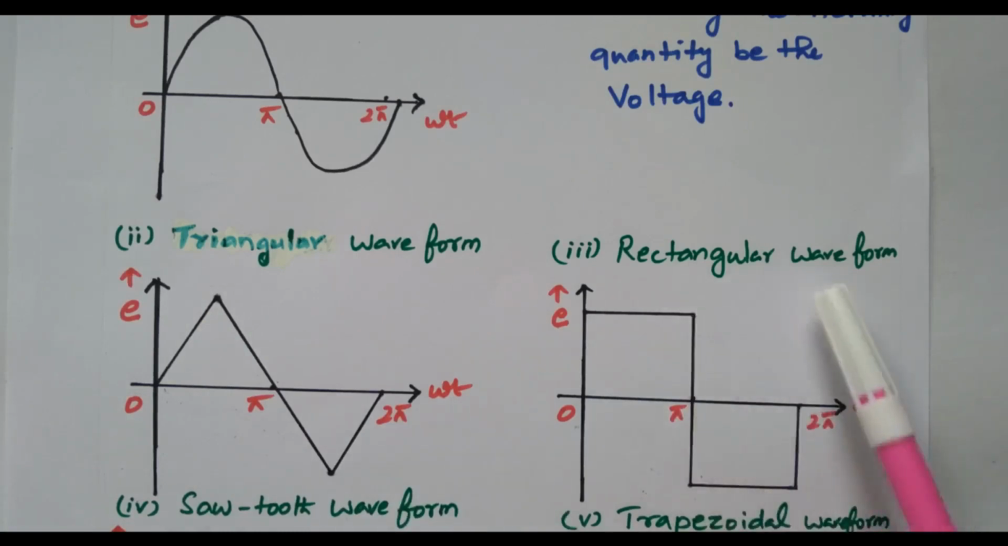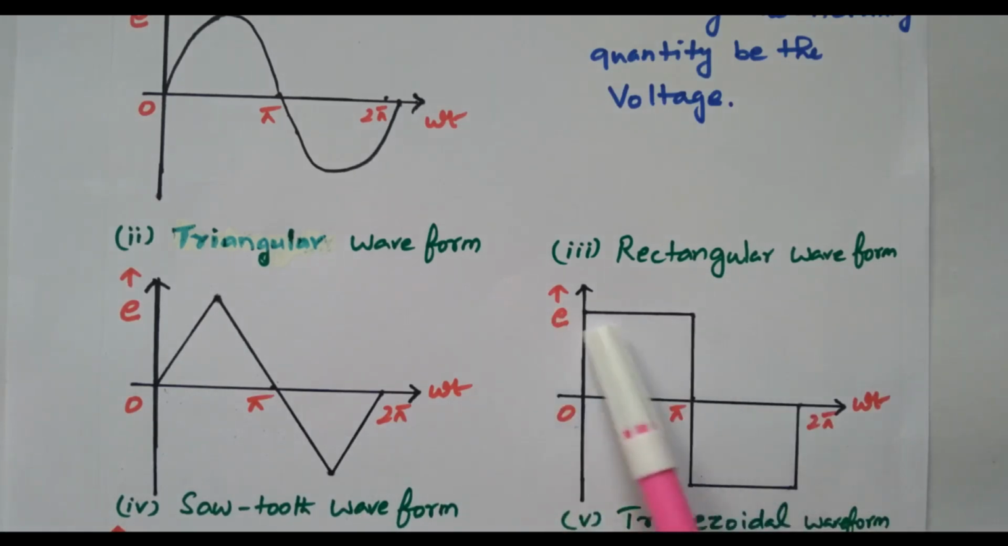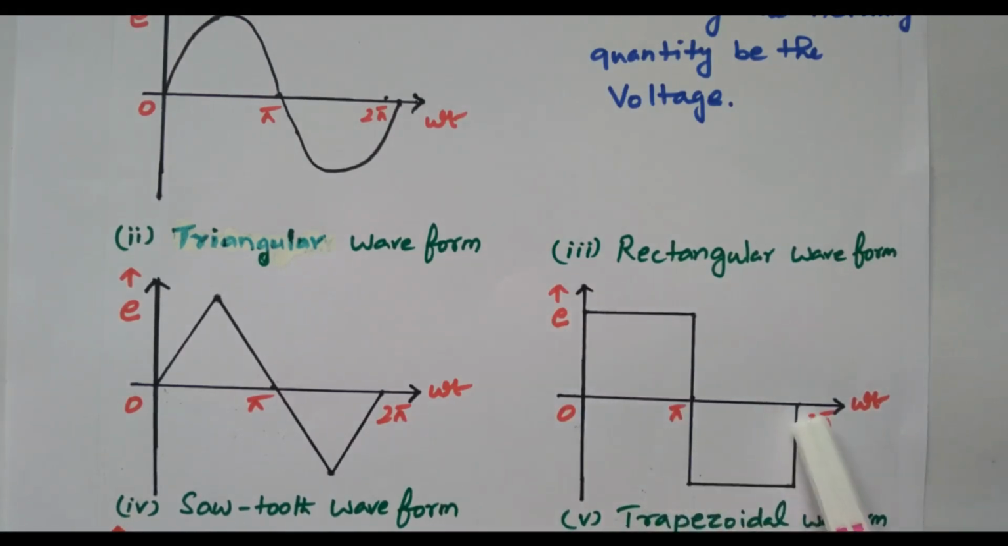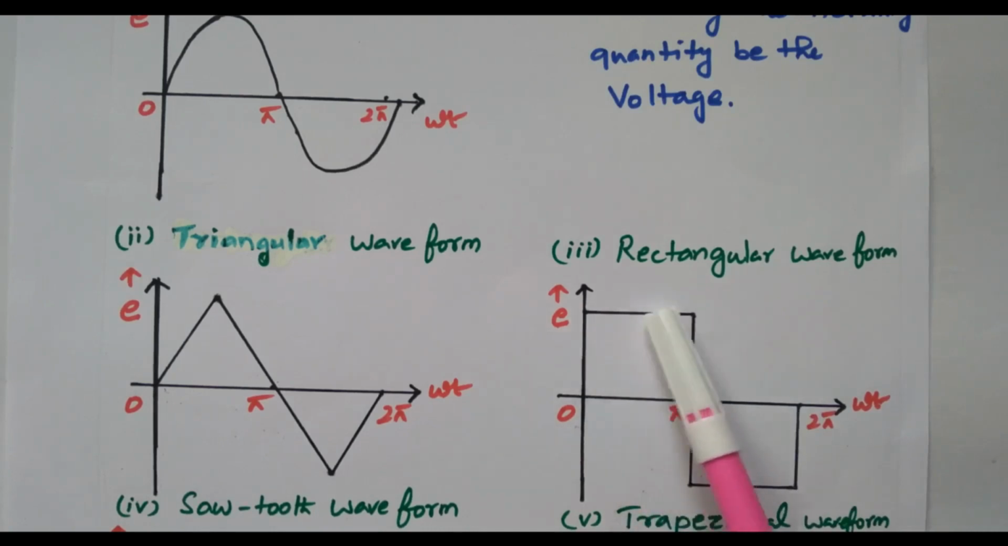Then we'll go to the rectangular waveform. The graph is drawn between time and voltage. From 0 to pi the voltage is positive. From pi to 2 pi the voltage is negative. So we get positive voltage and negative voltage. So that's called an alternating waveform. It looks like a rectangle, so that is called a rectangular waveform. So alternate means positive cycle and negative cycle keep on changing.